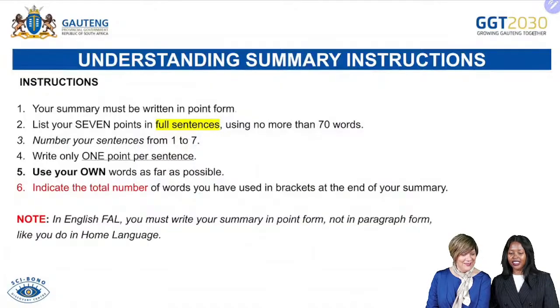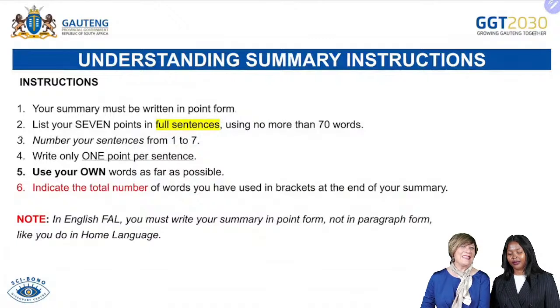All right, so we have summary instructions. Let me run quickly through them. I know you don't always read the instructions, but it's absolutely important. And as I said, use it as a checklist at the end. Your summary must be in point form. In other words, number 1, point, number 2, point, number 3, point. No hearts, no crosses, no bullets, nothing like that. We want it in point form.